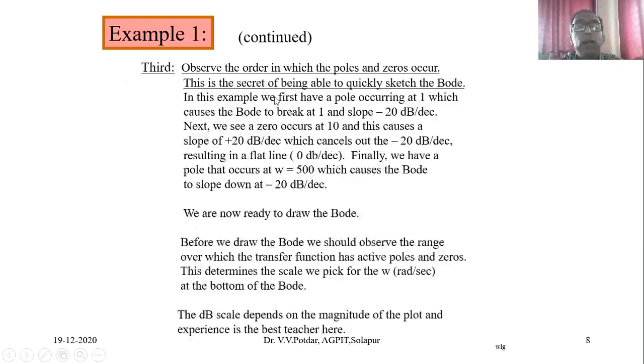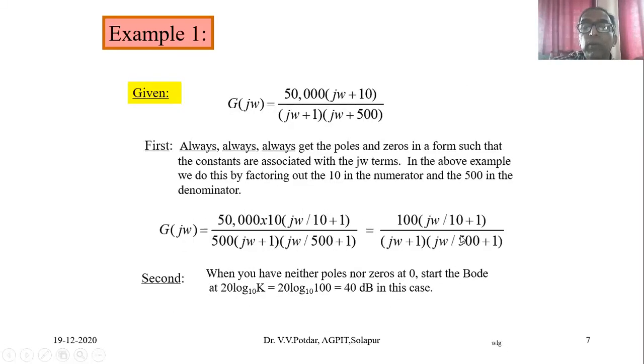Now I have got, as I said, simple zero at corner frequency of 10, simple pole at corner frequency of 1, simple pole at corner frequency of 500. Now, where from I have to start? See, I have to draw a straight line of slope either plus 20 decibel per decade or minus 20 decibel per decade. At what frequency I should start? It is very simple. Out of zeros and poles, start with the lowest value, right? So lowest value of corner frequency is 1.